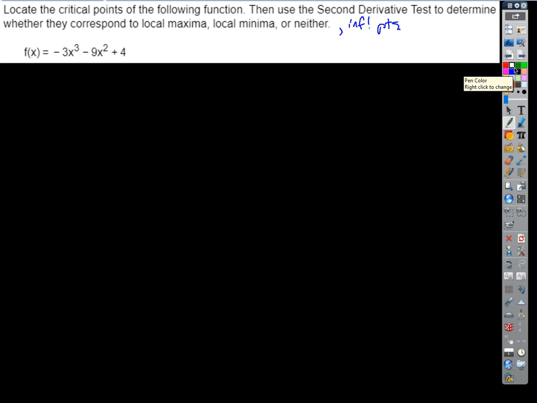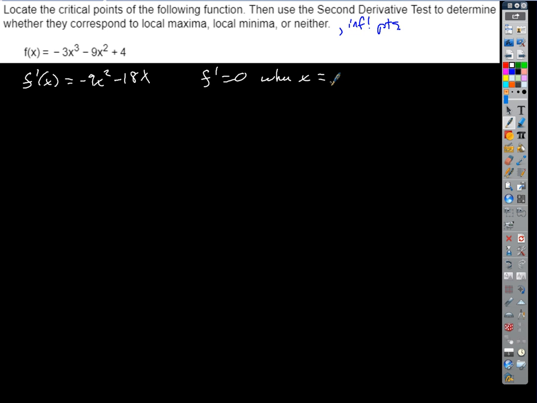This is a polynomial, so it's a super easy derivative. We can just differentiate term by term. What do we get for the first term? Negative 9x squared minus 18x. Okay, so there's the first derivative. So is f prime undefined anywhere? No, it's a polynomial. So we know f prime equals 0 when x equals what?